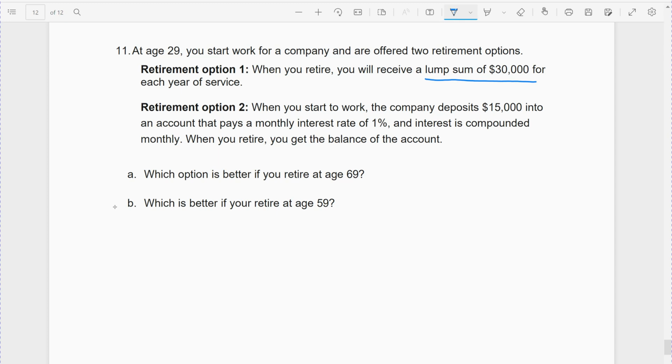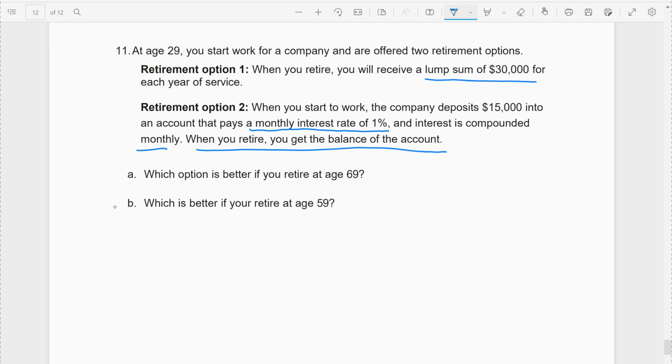Suppose that the company deposits $15,000 into an account that pays a monthly interest rate of 1%. The interest is compounded monthly. When you retire, you get whatever the balance is at the end of the account. So the first option is, again, for how many years you work, you add $30,000 to your retirement.